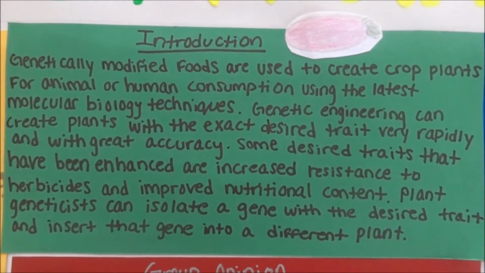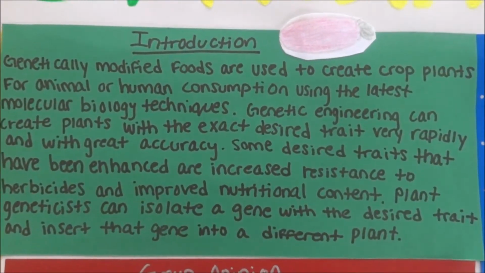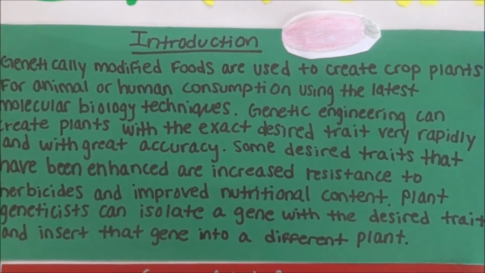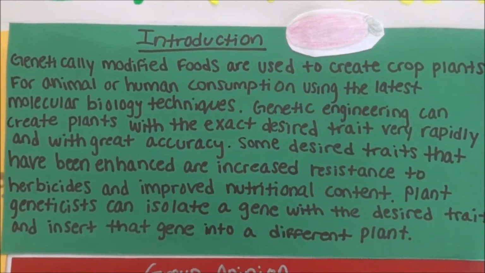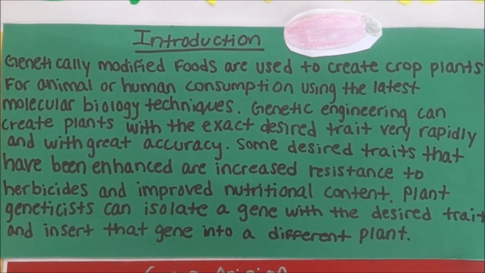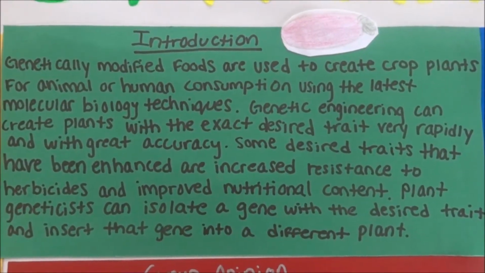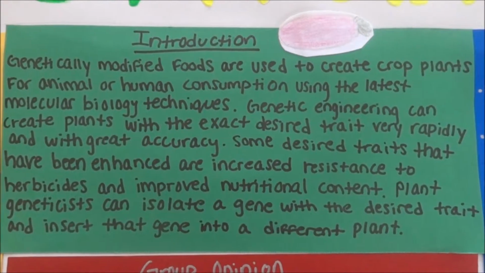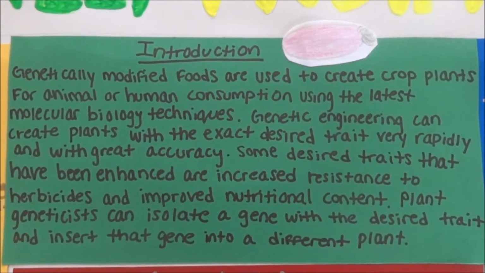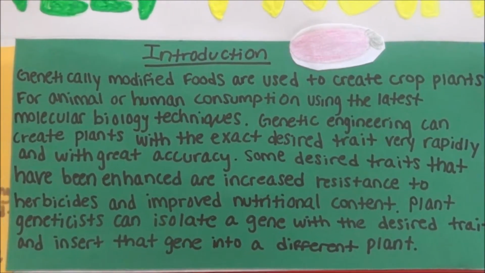Genetically modified foods are used to create crop plants for animal or human consumption using the latest molecular biology techniques. Genetic engineering can create plants with the exact desired trait very rapidly and with great accuracy. Some desired traits that have been enhanced are increased resistance to herbicides and improved nutritional content. Plant geneticists can isolate a gene with the desired trait and insert that gene into a different plant.